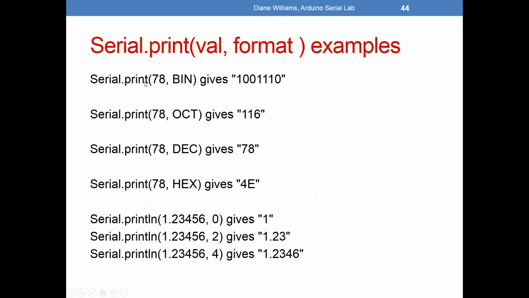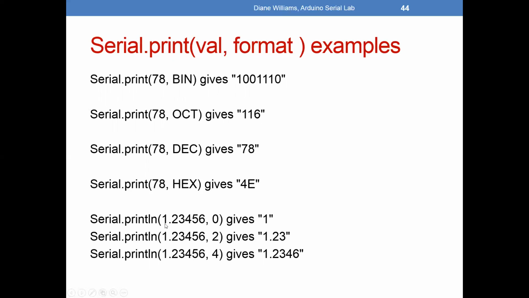Here, if I said Serial.print 78 and then specified this argument, it has to be spelled just like this for Arduino to recognize that we should write binary. There's the binary string for 78. OCT, octal, there's octal for 78. DEC, decimal, that's the default, we'd see 78. And HEX gives us 4E.